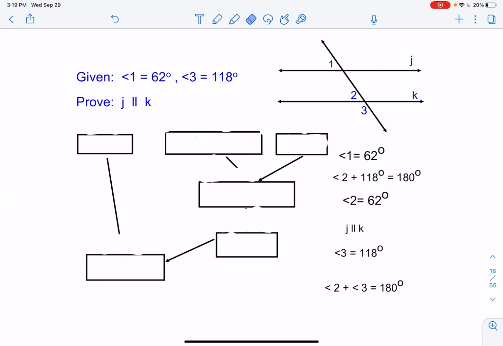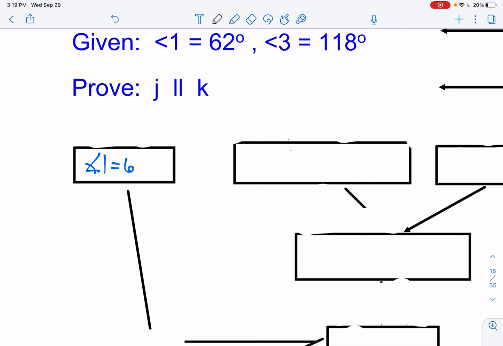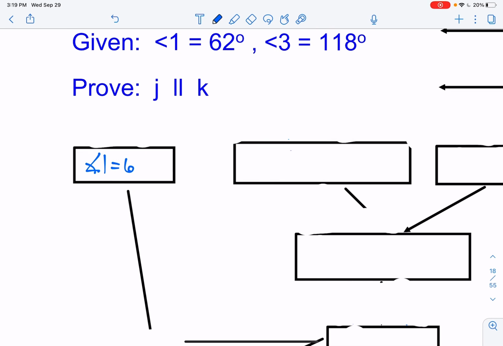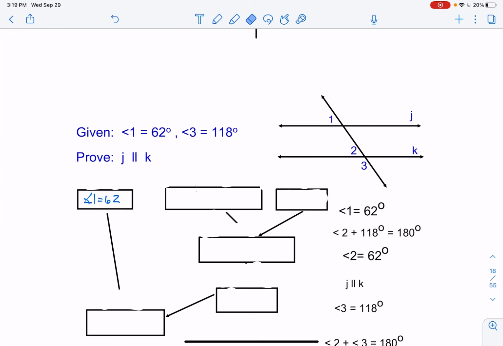Okay, so for this one, same thing as usual. We start with our given. It says angle 1 equals 62. And again, how do I know that? It's given. And over here, same thing. Angle 3 equals 118. And how do I know that? Because that's given.